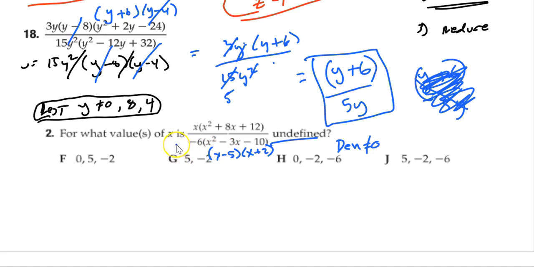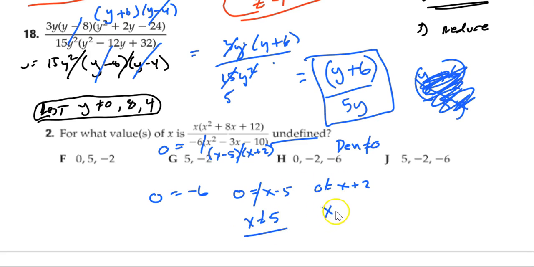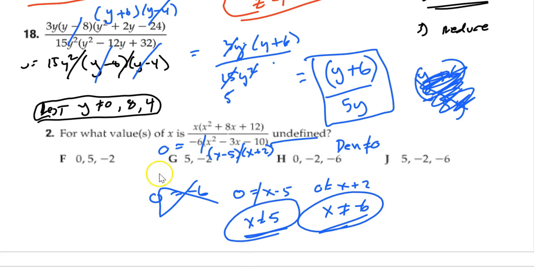Now set the bottom equal to 0 and split it. So I get 0 equals negative 6, 0 equals x minus 5, and 0 equals x plus 2. So I get x equals 5. Well, actually, I should say x can't equal 5. And again, 0 equals negative 6 is not a thing. 0 does not equal negative 6, so I'm not worried about that one. Just worry about these. So 5 and negative 6, which is, why did I say 6? I found it, negative 2. I don't know why I said that. So G would be my answer. 5 and negative 2 are the ones that make it undefined.